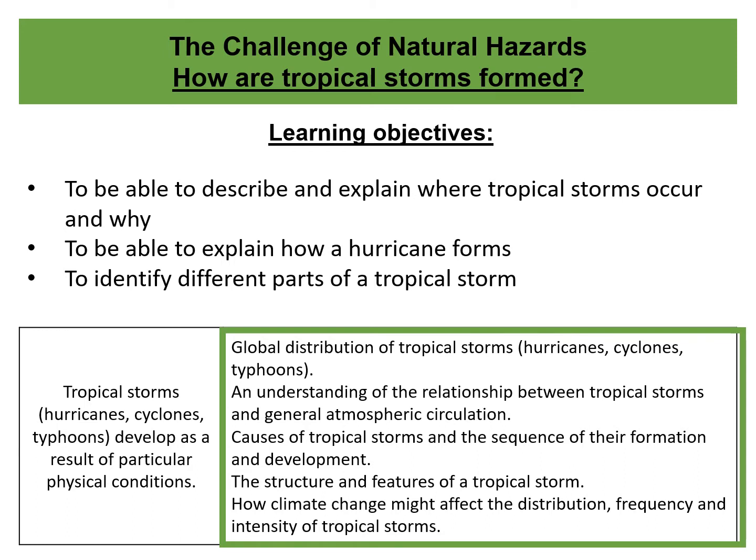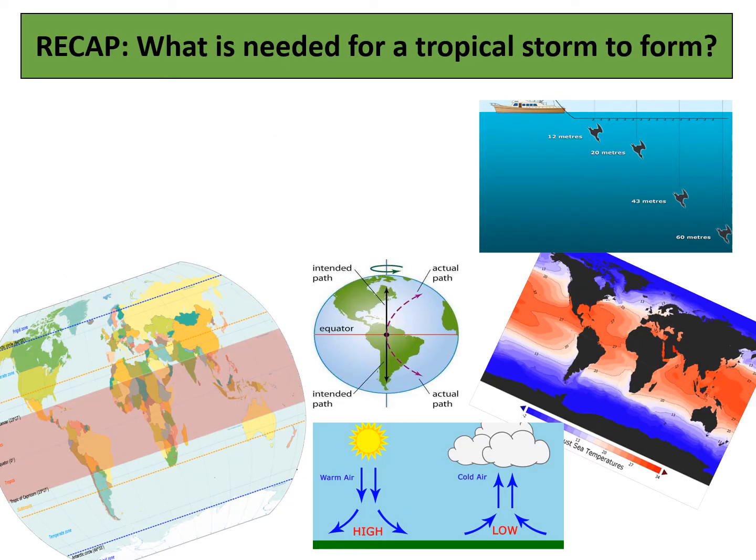Okay, so this is where it ties into the specification, which we can see here. And then we're going to be able to know by the end of the lesson how to explain how a tropical storm forms and identify parts of a tropical storm. So let's get started. This is a little recap.